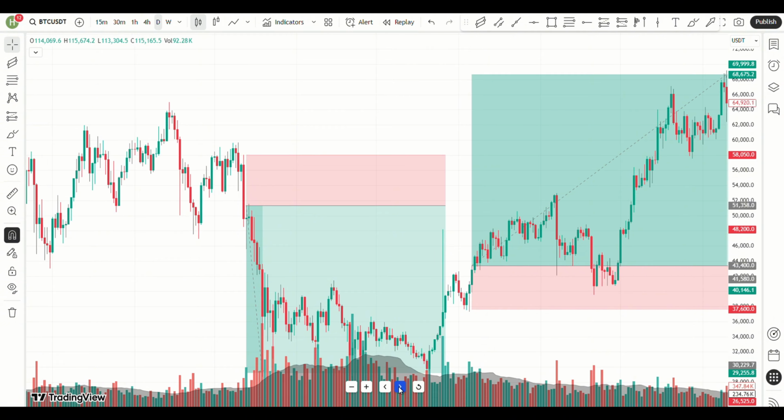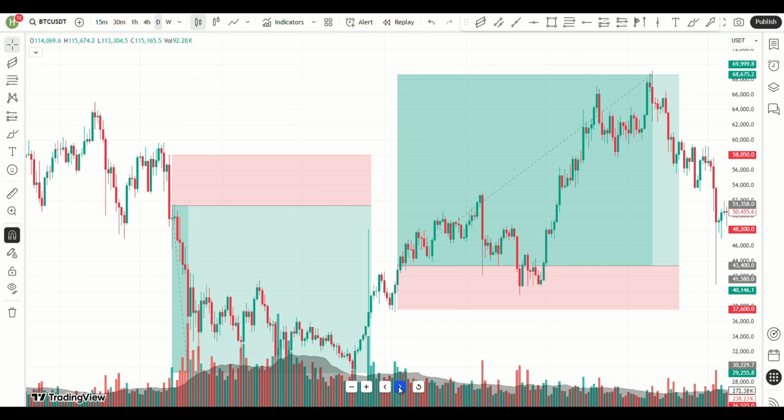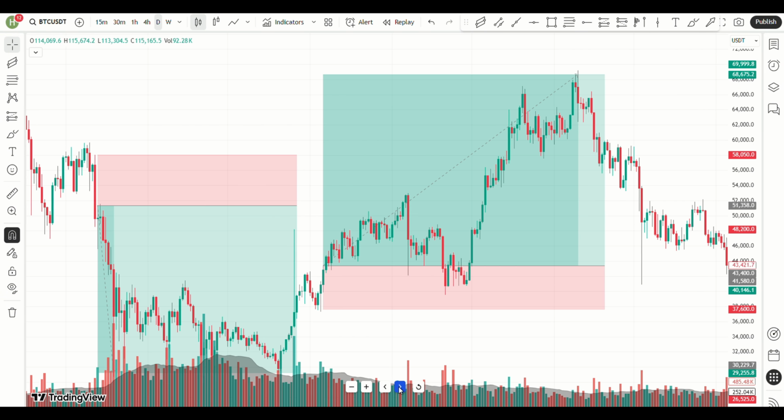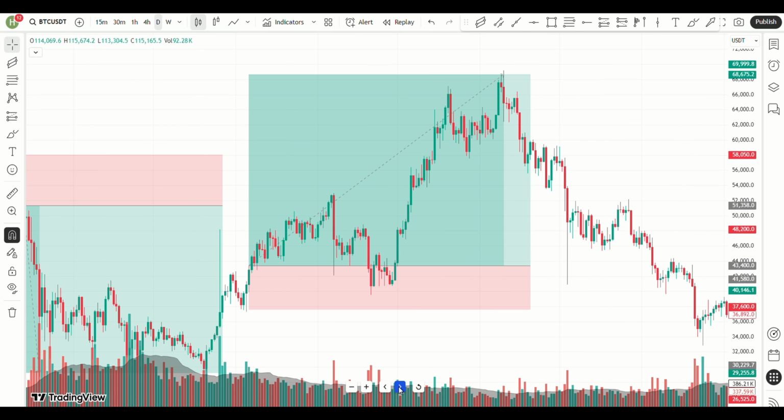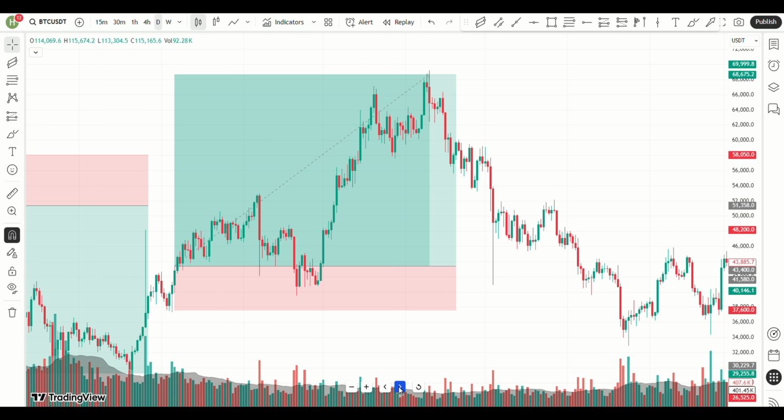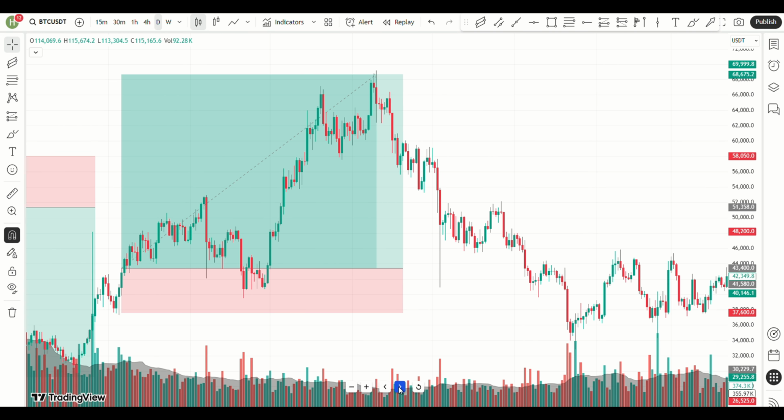And no, it's not some paid indicator or secret script. I'm going to show you how to use this tool step by step on a live chart and how to combine it with smart entries so you stop bleeding in range-bound conditions. Let's get into it.